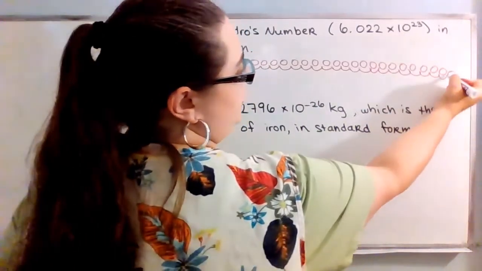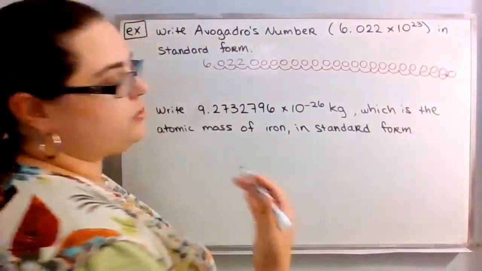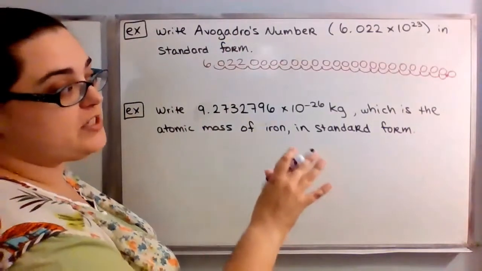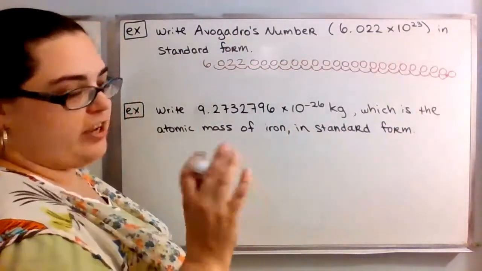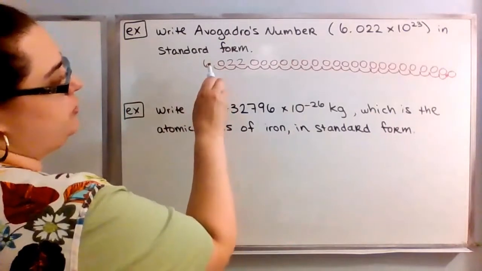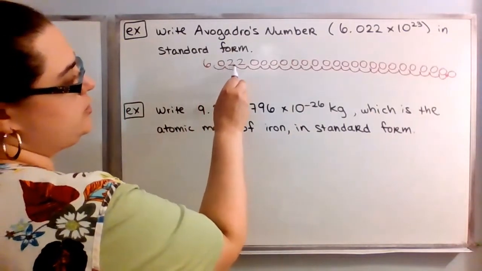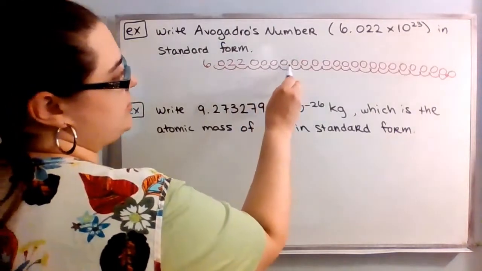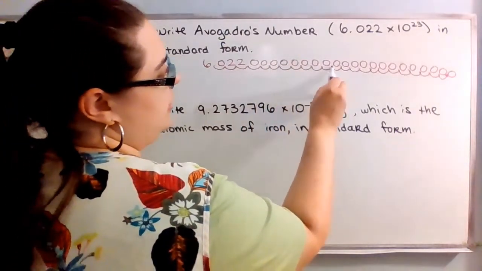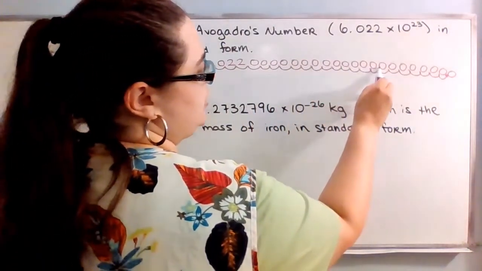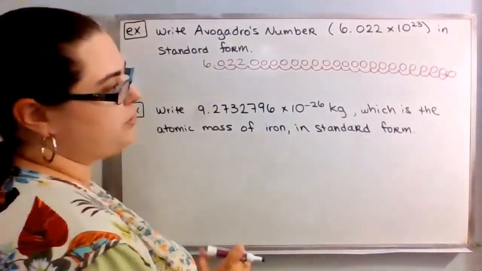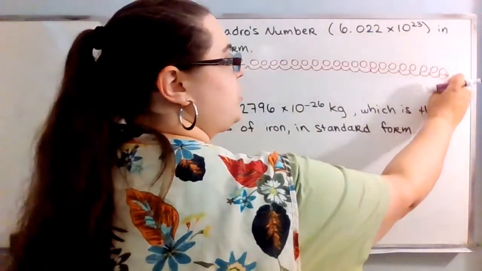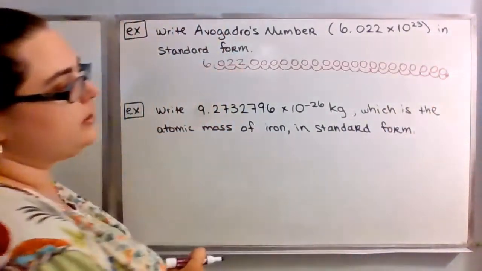1, 2, 3, 4, 5, 6, 7, 8, 9, 10, 11, 12, 13, 14, 15, 16, 17, 18, 19, 20, 21, 22, 23. Okay, so I think this is where I ended up, but because there were so many movements and I kind of confused myself at the end, because I got in the rhythm of looping zeros, let's make sure I've got it in the right spot. So I started here and counted again: 1, 2, 3, 4, 5, 6, 7, 8, 9, 10, 11, 12, 13, 14, 15, 16, 17, 18, 19, 20, 21, 22. Perfect, it's in the correct place. So I didn't actually need this extra zero at the end.